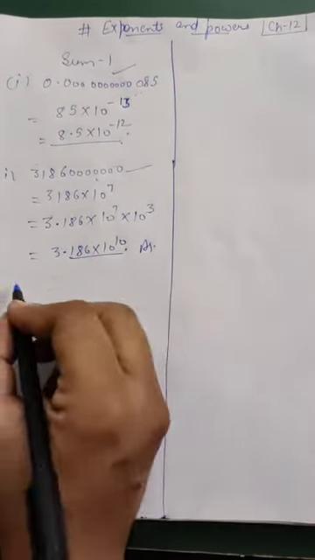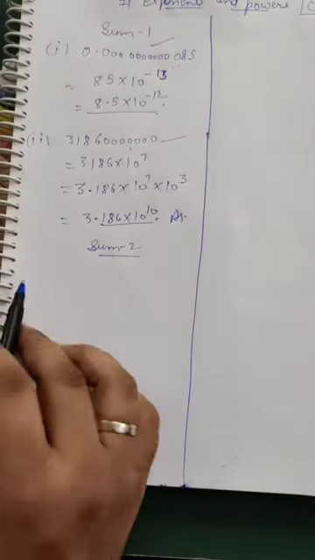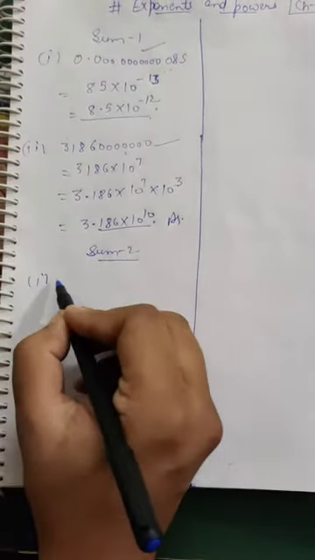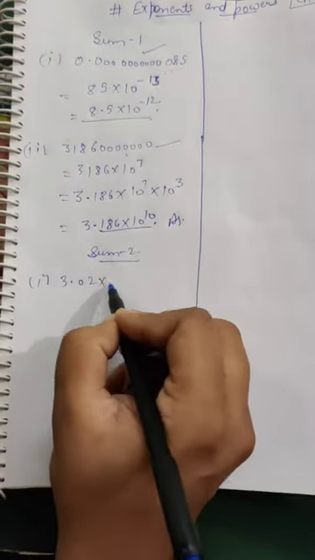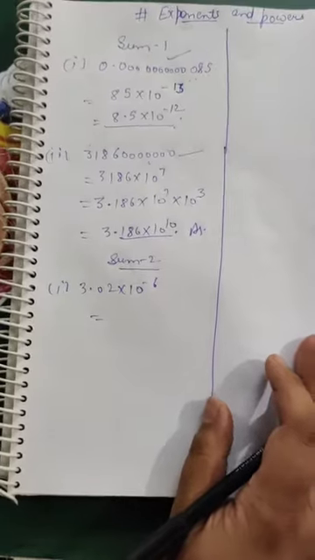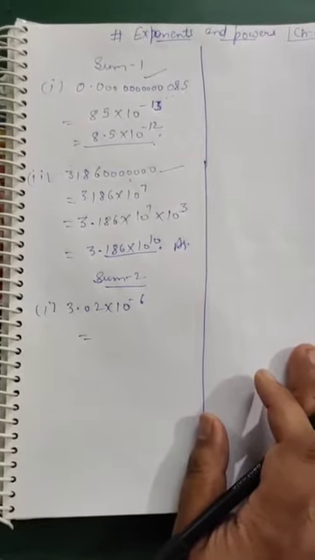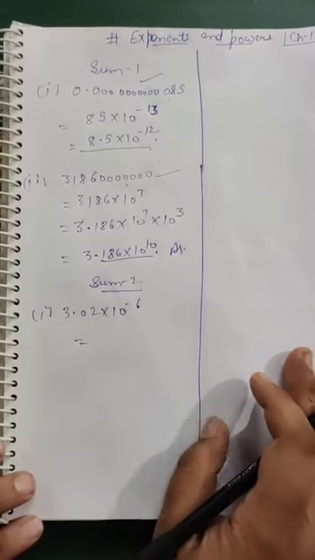Next is sum second. We have to express the number in usual form, and the first part is 3.02 into 10 raised to the power minus 6. 3.02 into 10 raised to the power 6, and we have to express it in the usual form. So how will we write this number?